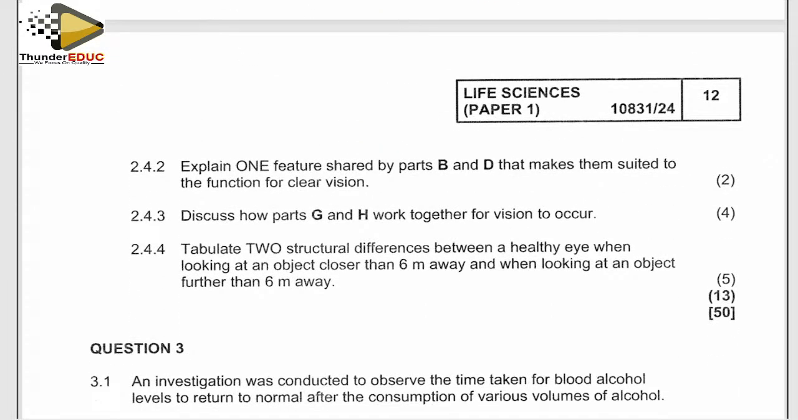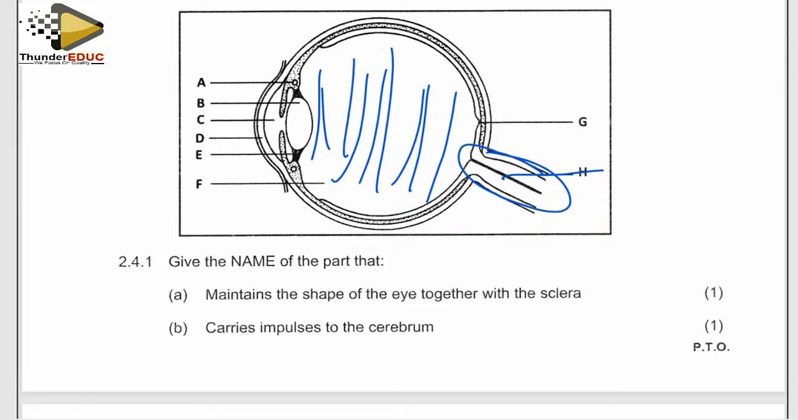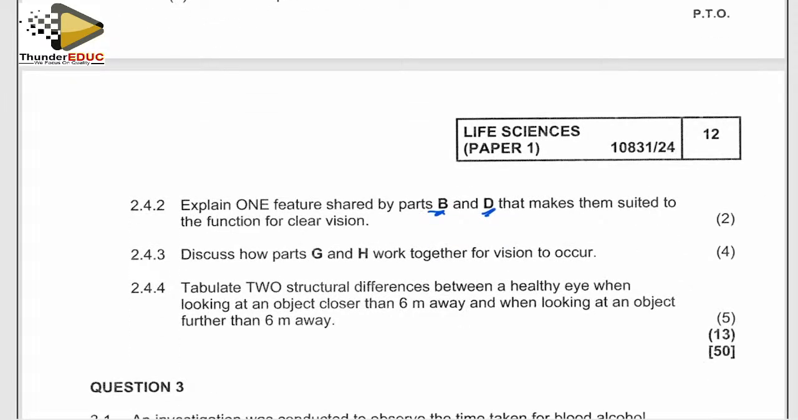Then they are saying, name one feature shared by B and D. Where is B? B is the lens, and then D is the cornea. Both of them are involved in refracting light, but they want one feature. So here you say both are transparent to allow light to go through, so that it is focused onto the retina. Both of them have refracting power, yes, but since they said a feature, it's better to say transparent to allow light to go through, so that it is focused onto the retina.